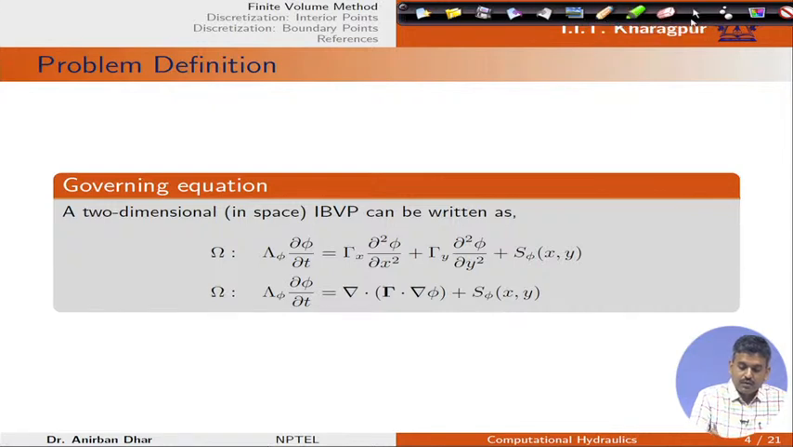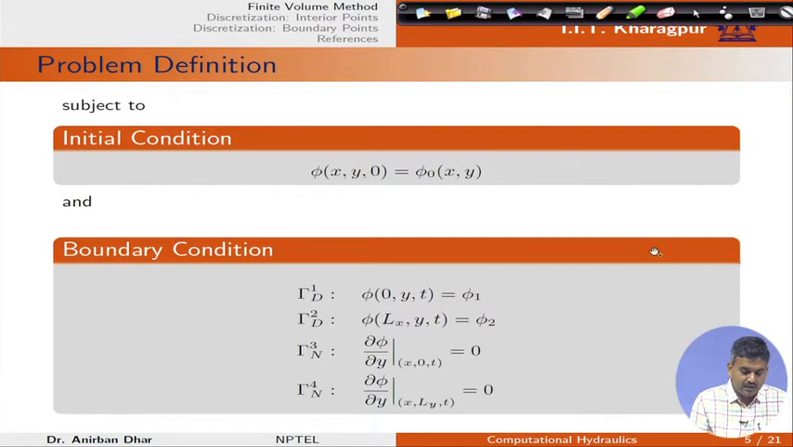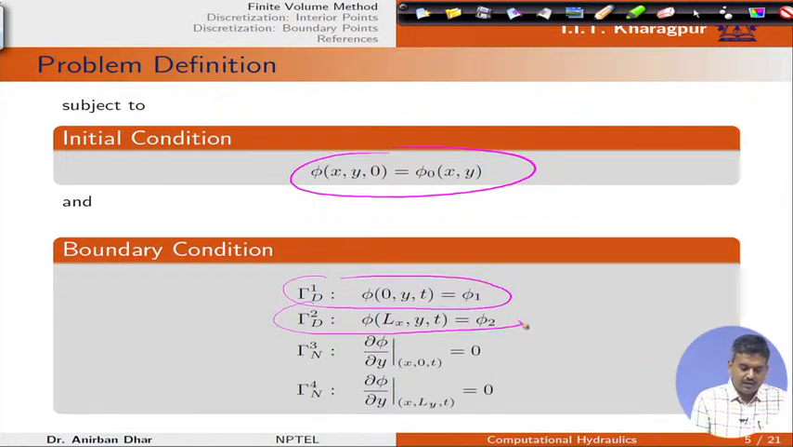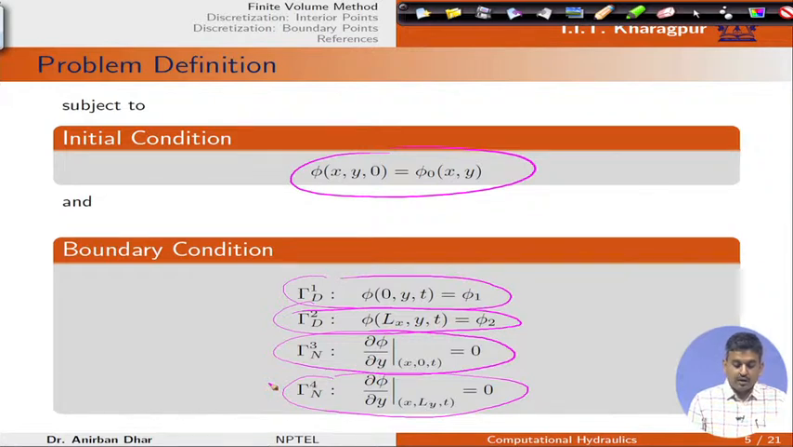Now, what are the boundary conditions or initial conditions? Initial conditions: let us say that the initial value is specified for the x-y domain, or omega domain. For all values of x and y, this phi naught is given. Left hand side, like our previous problem, is a specified boundary or Dirichlet kind of boundary condition. Right hand side is also Dirichlet. Bottom and top boundaries are Neumann boundary conditions.